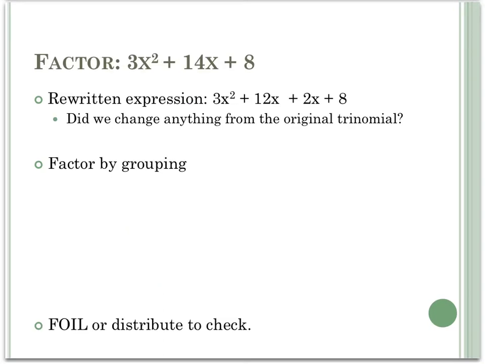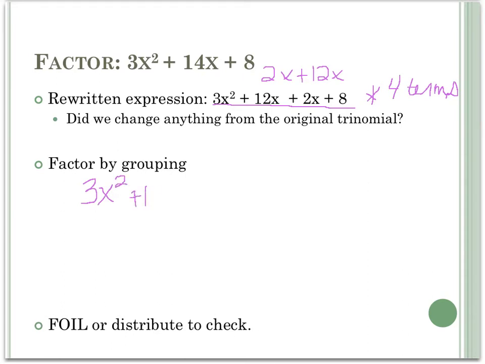So this rewritten expression is 3x squared plus 12x plus 2x plus 8. In the previous slide, I wrote it as 2x plus 12x. It doesn't matter which way you write those two middle terms. Again, we have not changed anything from the original trinomial. But now I'm going to look to factor by grouping. Note that I have 4 terms, and when I see 4 terms, I automatically think, can I factor by grouping? Well, let's check it out.